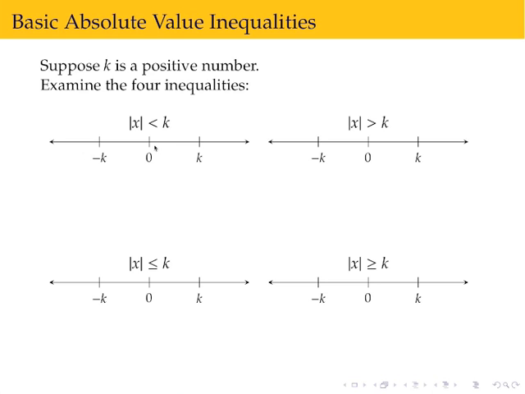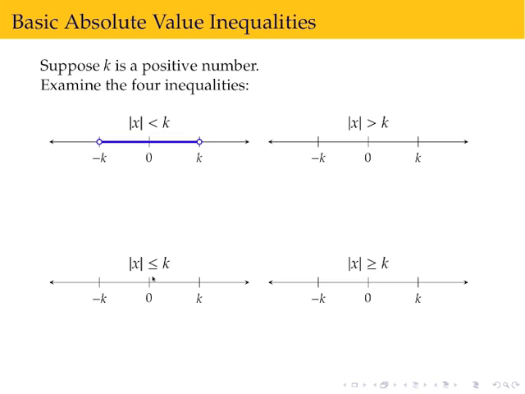If x is negative, in order to get something whose absolute value is between 0 and k, you would have to have something that's between 0 and negative k in this interval here. So all of the possible solutions of this inequality lie in this interval right here. Notice that we do not include these endpoints because this is a strictly less than.